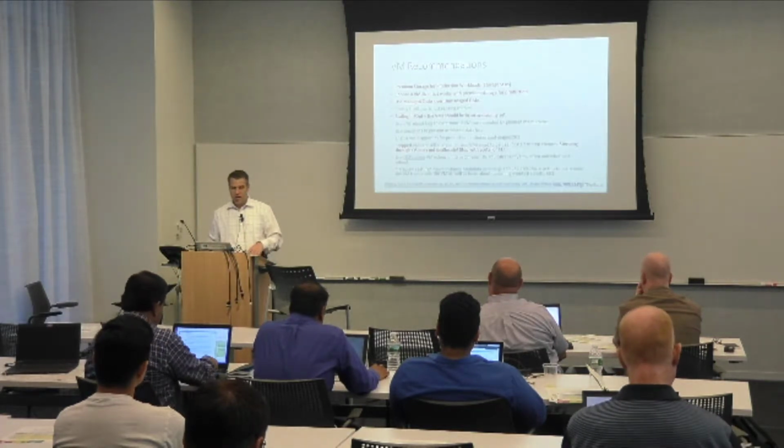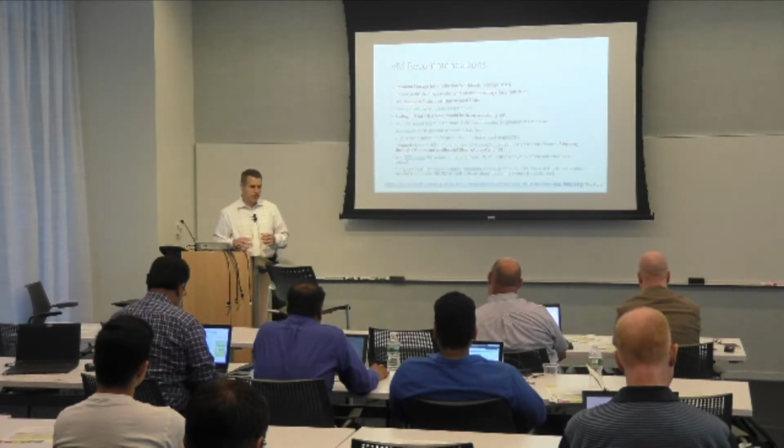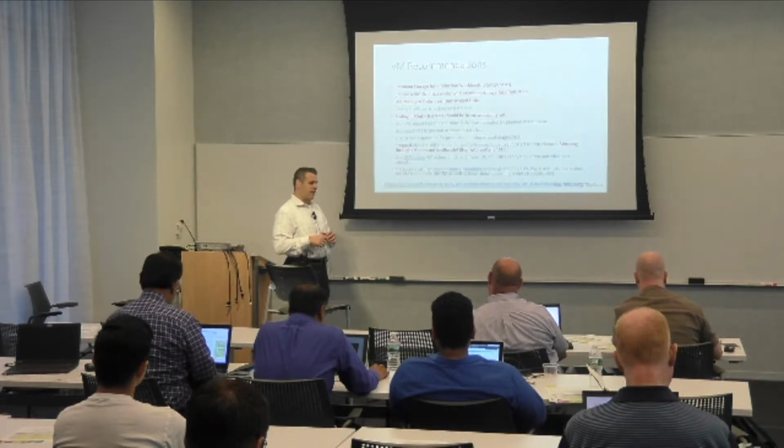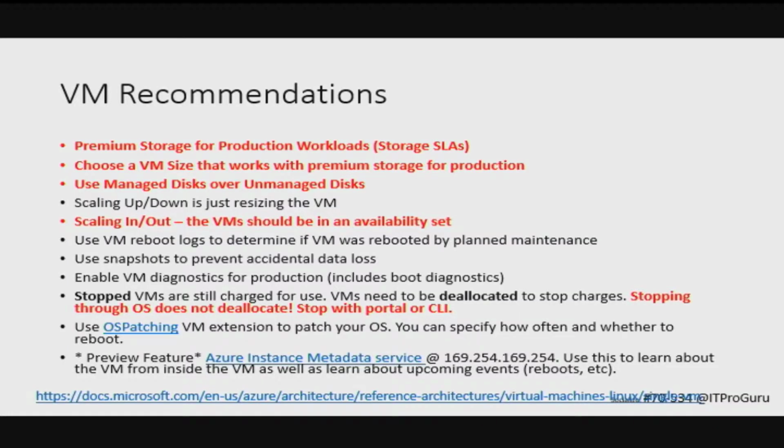So these are some high-level VM recommendations that I think are good for the test and in Azure architecture in general. Use premium storage for production. Use managed disks over unmanaged disks. That makes life easier. When you scale in and out, make sure the VMs are in an availability set, and we'll be talking about that next.